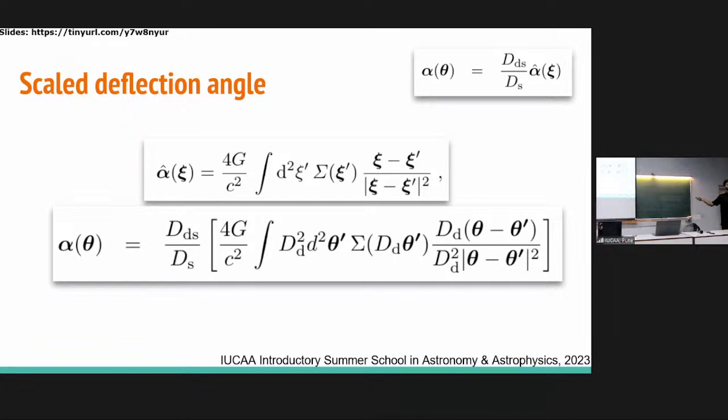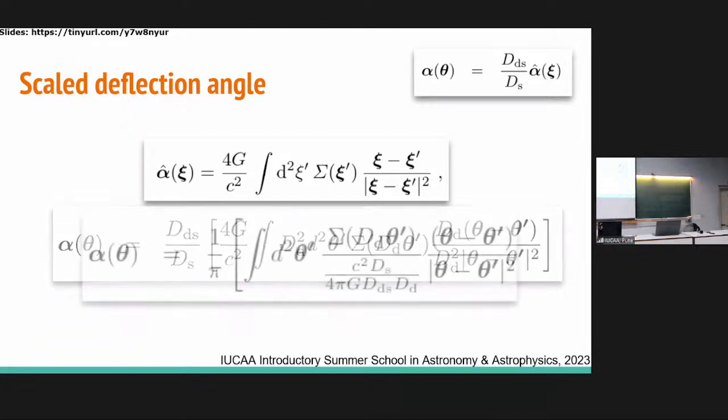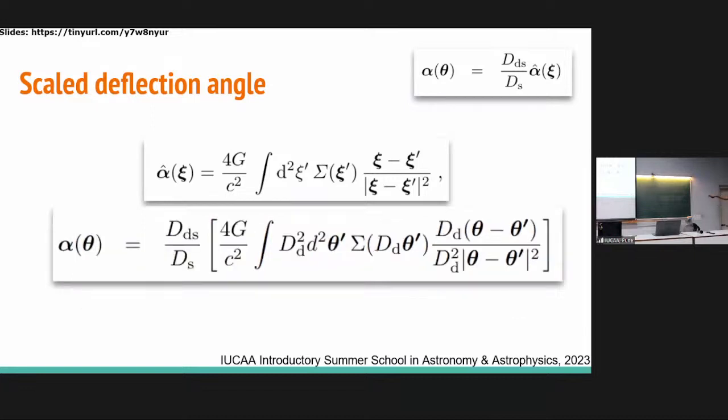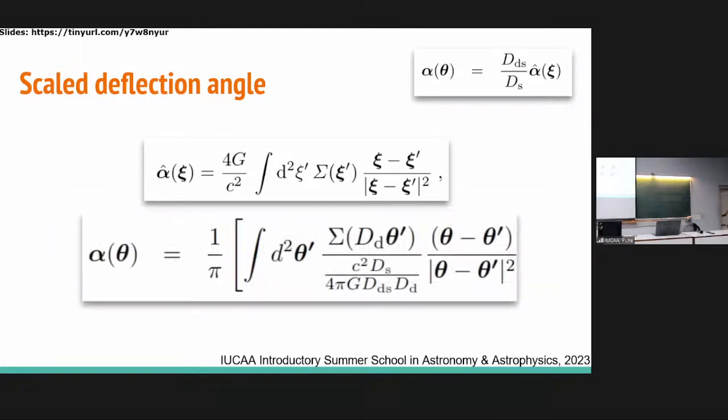So again, nothing complicated, just substitutions. And then what I can do is, again, I can rearrange. I can take these things to the denominator here, gather all these dd squares and dd and whatnot, and just cancel them out. And what you get is this particular expression for the scale deflection. So you get some 1 over pi, because I put a pi in here in the denominator.